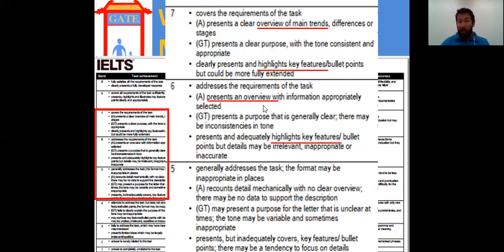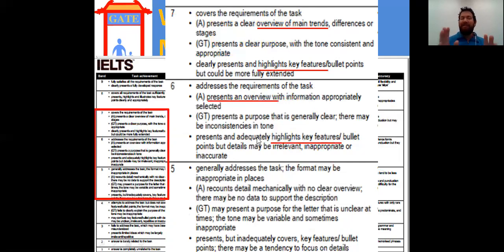Okay, let's have a look at the 6. Presents an overview. See the difference, the word clear. So basically this means that maybe when I read it, I'm a little bit confused. I don't get it clearly. I understand it, I know what you're saying, but I have to think a little bit to get your meaning. Highlights key features. And again, clearly presents adequately.